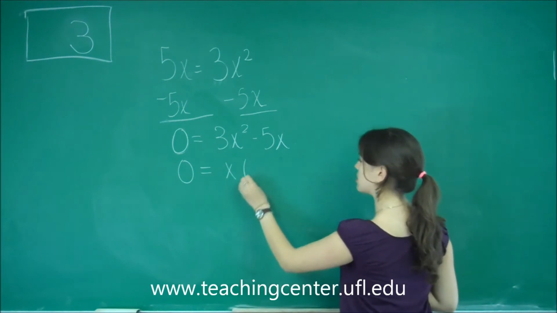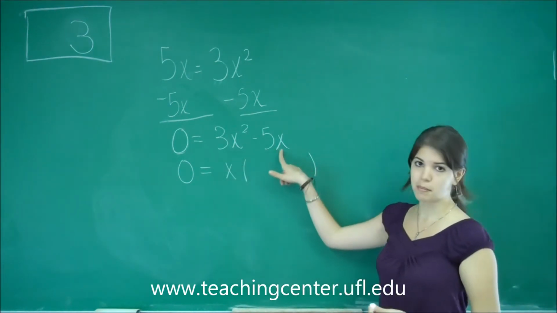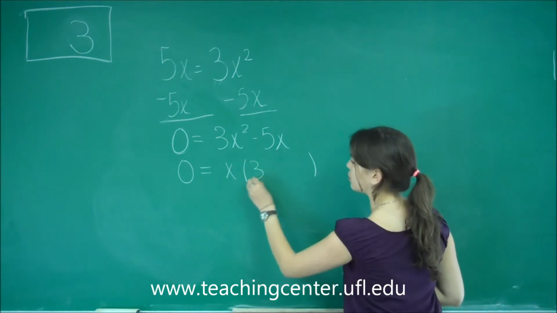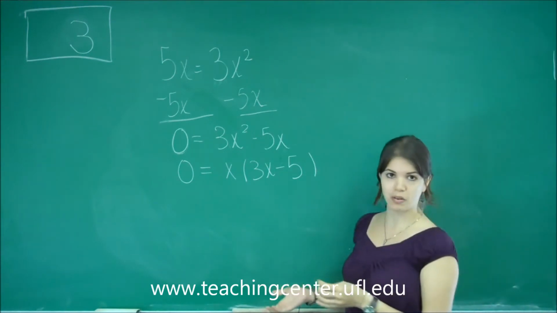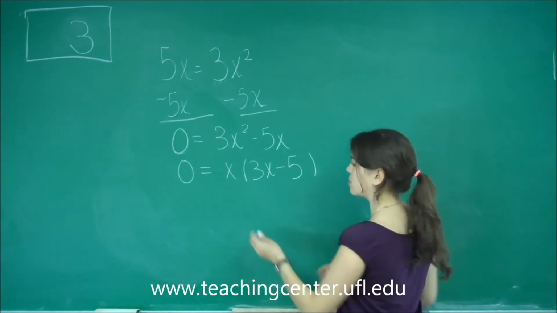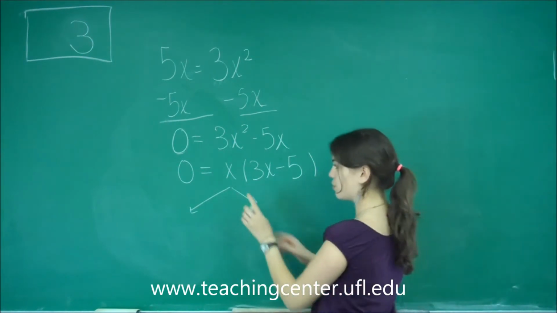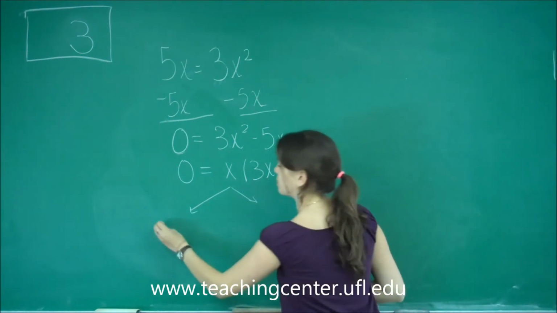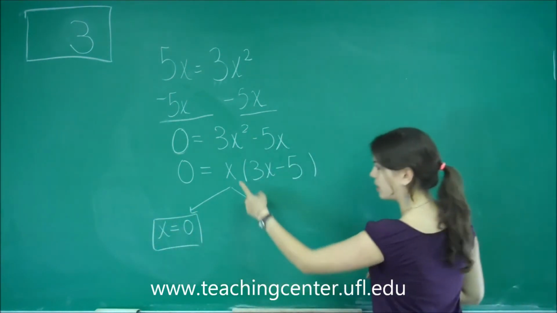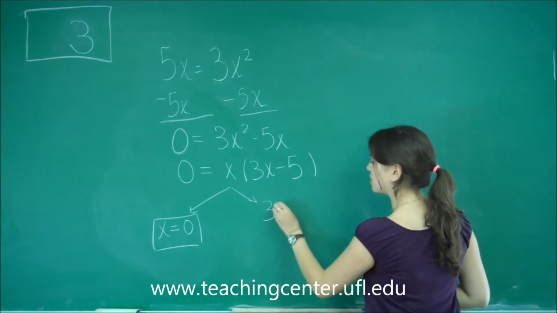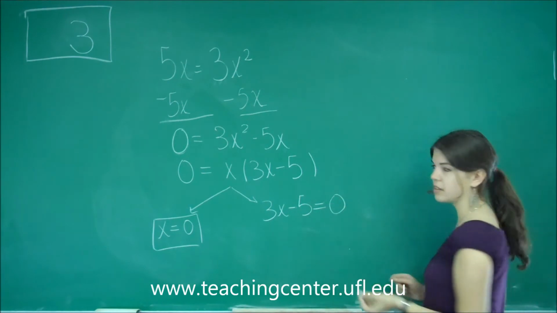So I have an x out here, and essentially what I'm doing is dividing each of these terms by x. So I'm left with 3x minus 5, and this can no longer be factored. That's as much as it can go. So I'm going to go ahead and solve for each one of these factors. So don't forget to solve for x too. So x equals 0 is going to be one of the solutions, and then 3x minus 5 equal to 0 is going to be the second solution.